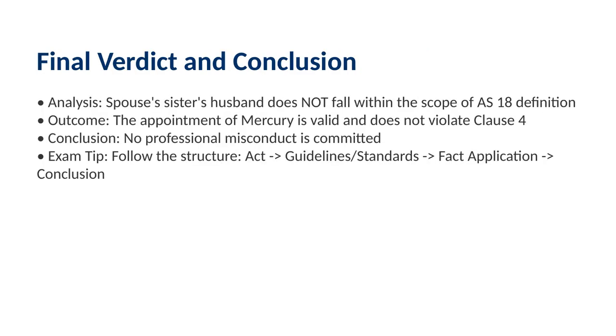When we examine the definition, we find that a spouse's sister's husband does not fall within this scope. So, to conclude your answer for the examiner, state it clearly. Since the spouse's sister's husband is not covered in the definition of a relative under AS 18, the appointment of Mercury as the statutory auditor does not violate the rules. Therefore, this appointment would not amount to professional misconduct under Clause 4 of Part 1 of the Second Schedule to the Chartered Accountants Act, 1949.